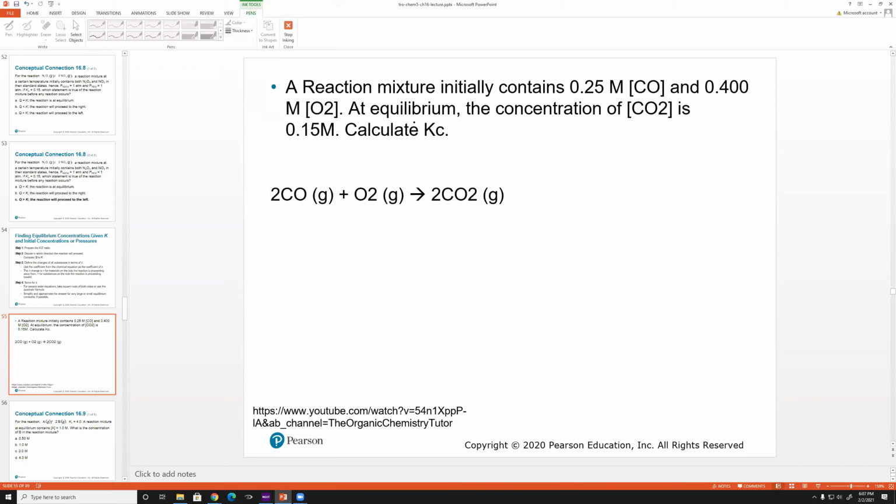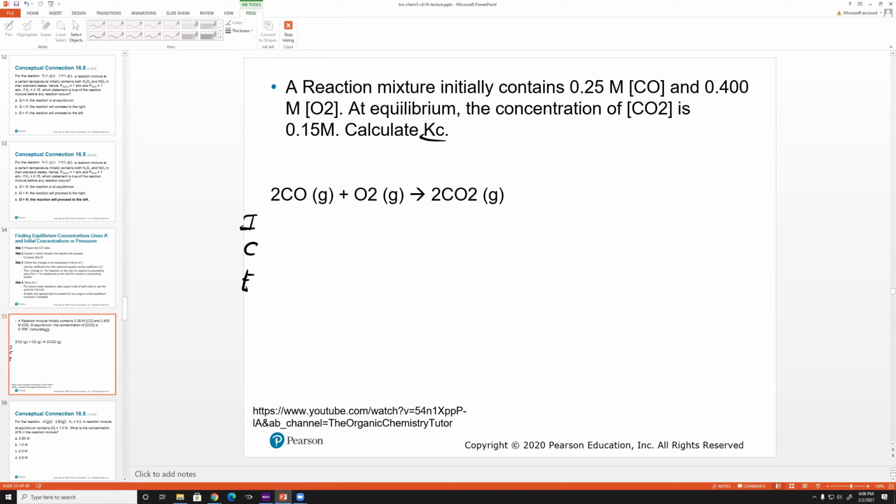And we need to do an ICE table because we can't calculate Kc directly. Kc, remember, is the equilibrium constant. To calculate this, we need the equilibrium concentrations of all of the reactants and products. We don't have that. We only have the equilibrium concentration of CO2. But to get the other ones, we can do an ICE table. ICE stands for initial, change, and then equilibrium.